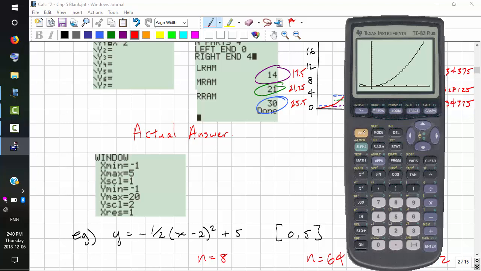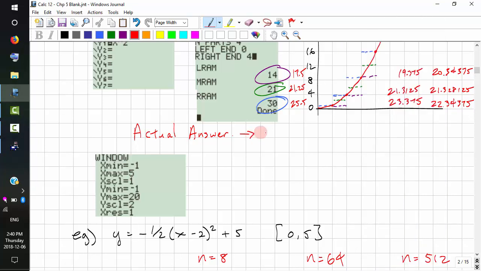Okay, and you need to press second trace, and we're doing 7. This is the integral function. 0. You don't need to use the cursors if you know the exact values. You can just type in the exact values. And 4. And we have 21 1/3. Okay, and you can see that this value is getting close to 21 1/3.